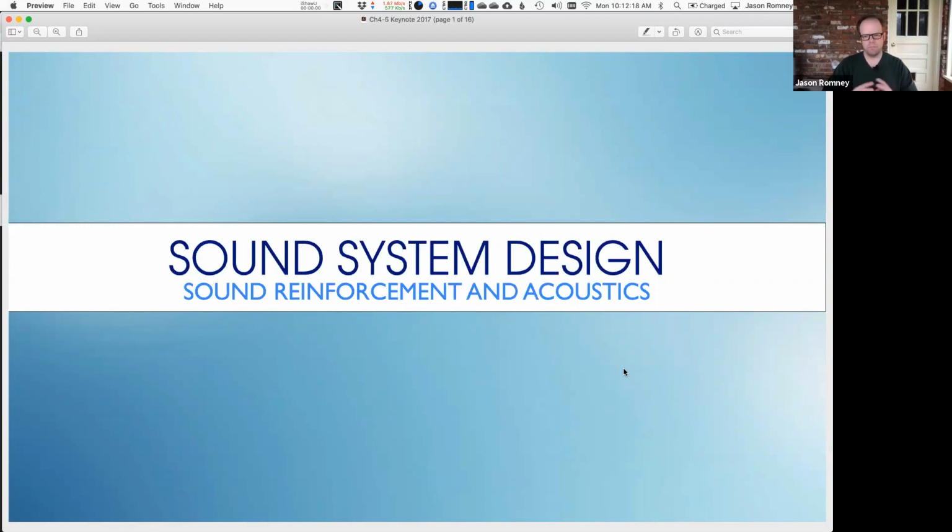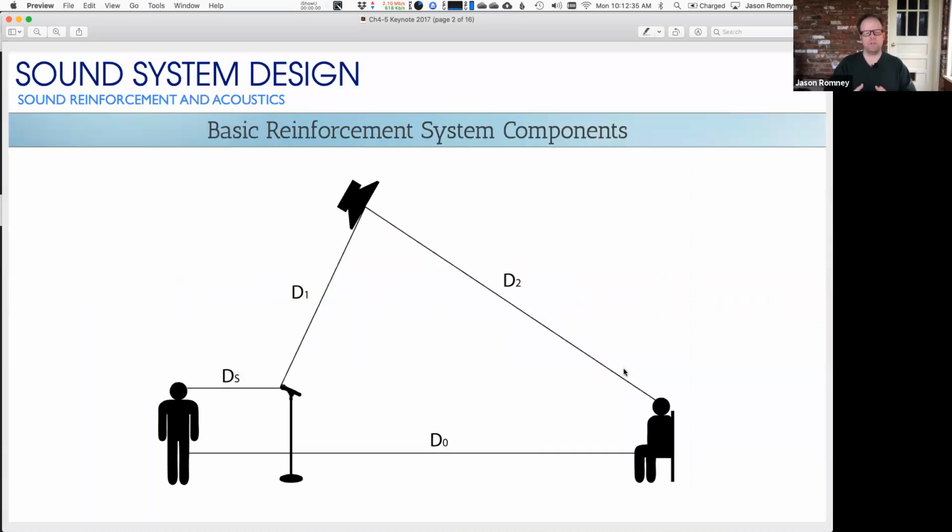And there are people who dedicate their entire careers to acoustics, and we're going to talk about it for a day. So we're not going to get too into it, but we're going to cover a little bit. So let's take a look here. The first part is sound reinforcement.